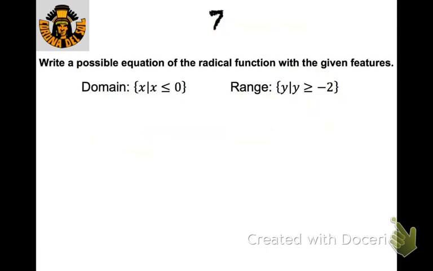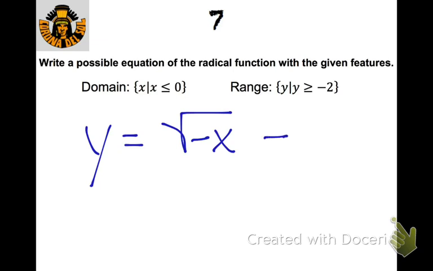Okay, this one has a domain x is less than or equal to 0. So that must mean that it's got a horizontal reflection. So that would have a little negative x there, because normally it's x is greater than or equal to 0. And then the range says that y is greater than or equal to -2. So then we have to make sure we go down to -2. And at least it's greater than or equal to, so that means we're not vertically reflecting it, so we don't need a negative sign on the outside.